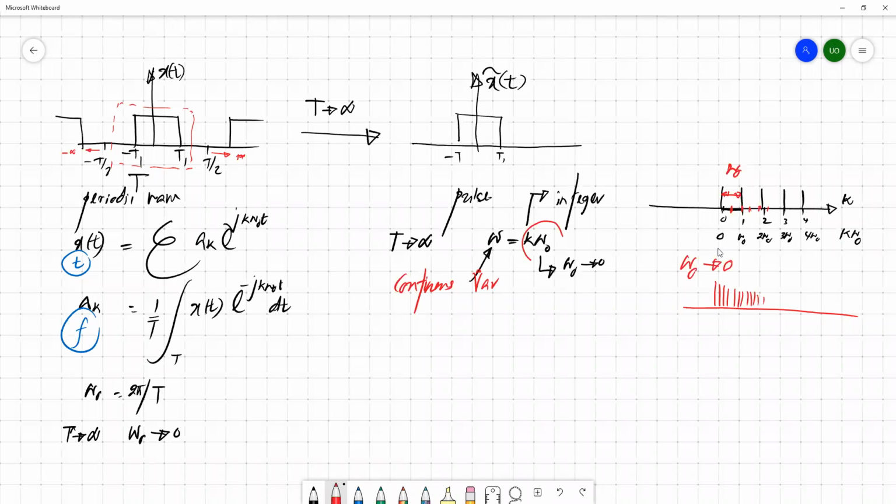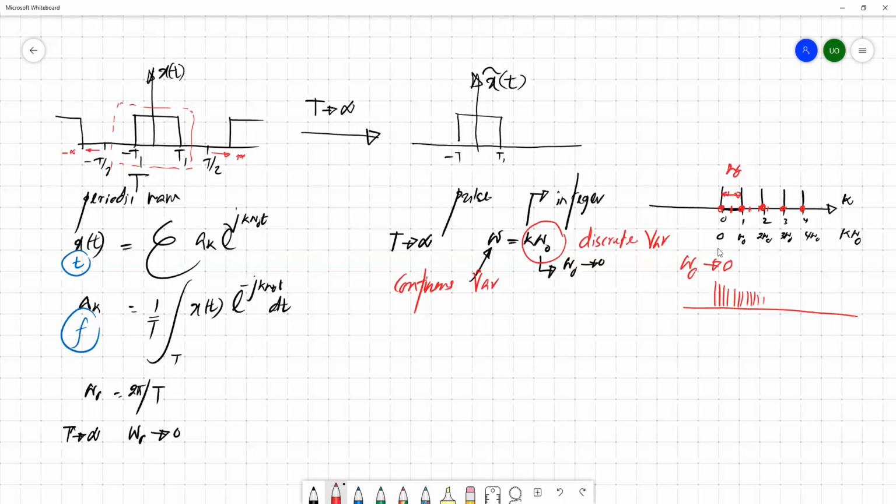Initially this k omega naught is a discrete variable, because omega naught has a certain magnitude, a certain value, which comes from the period of the signal, which is not infinite at that time. So k omega naught gives a discrete set of values. So this is 0, this is omega naught, this is 2 omega naught, 3 omega naught, 4 omega naught. So k omega naught initially is a discrete variable.